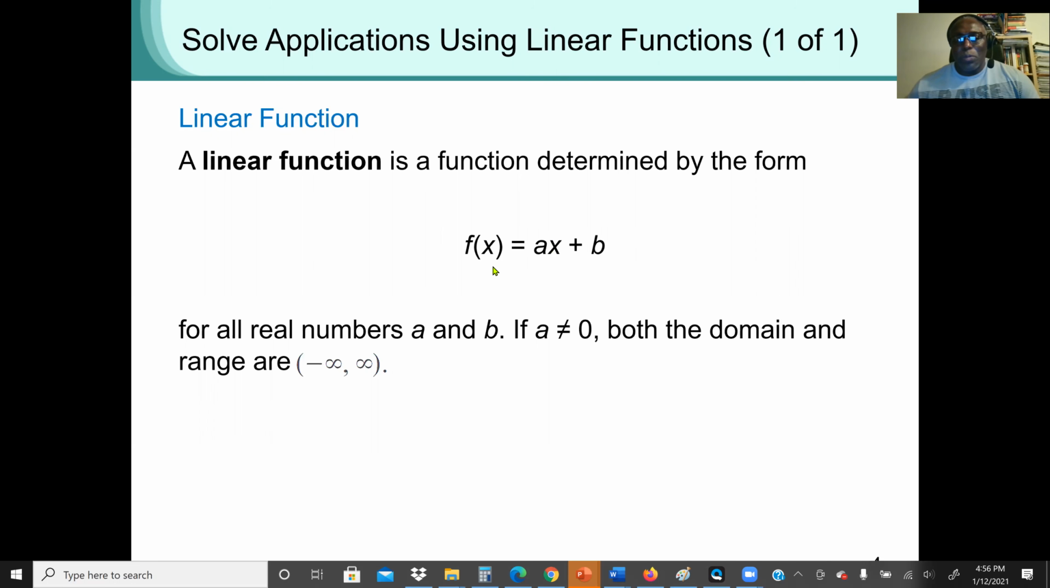In some terms, we may say y = ax + b. So y = ax + b is the same as saying f(x) = ax + b. Now we say for all real numbers a and b, so a and b can be any value, except a cannot be 0, because if a is 0, we don't have the x variable anymore. And also the range can be any value from negative infinity to positive infinity.